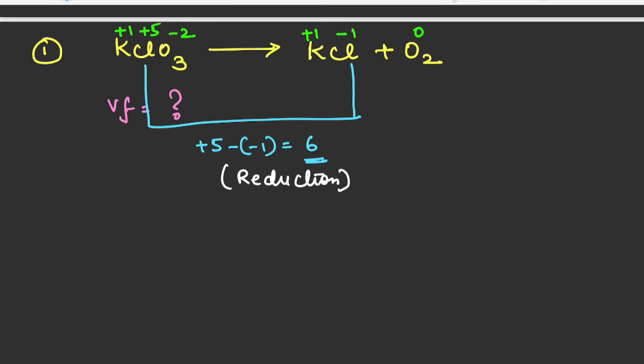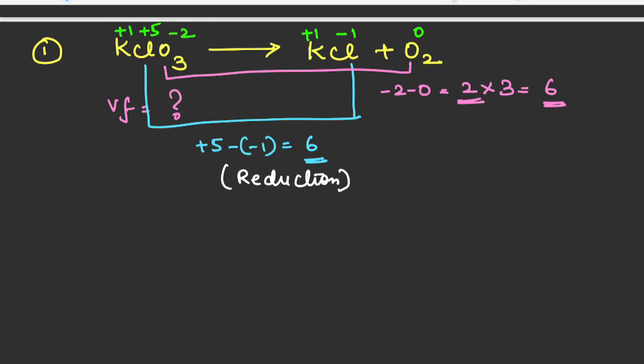Now compare oxygen with this O2. What is the change in oxidation state? Here it is -2 and here it is 0. So the change is -2 minus 0, which will be equal to 2. So 2 is the change in oxidation state. And how many oxygen atoms are present here? You can see there are 3 oxygen atoms present. Therefore you have to multiply this with 3. So 2 times 3 is equal to 6.